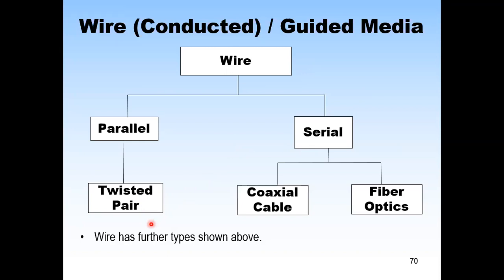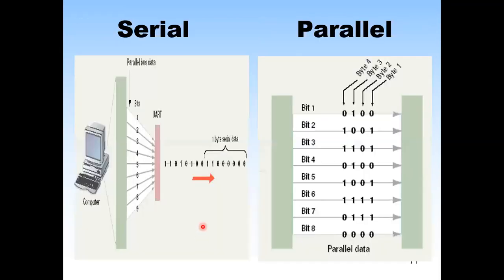Wire has further types shown above. So this is serial communication in one dedicated wire or conductor. All the data is going to travel in a single wire. In parallel communication, we have multiple wires available and data is traveling on different wires, in parallel data communication.